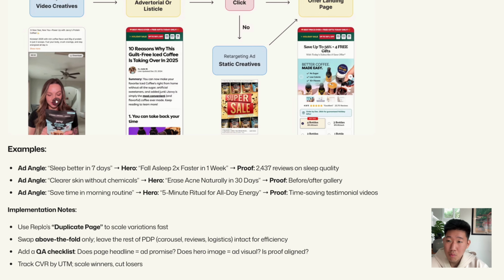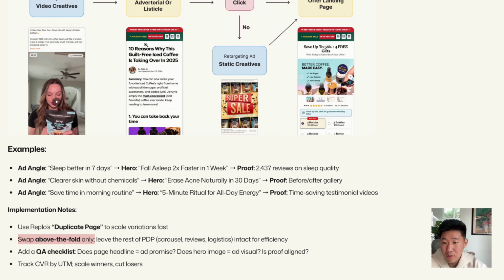How you want to implement this, we use Replo. Replo is a Shopify page builder app that you can install for free. Of course, it's a paid app, but you can play around with it and create landing pages in general for free. You only need to pay if you want to publish the page and use it inside your Shopify. But pretty much just using the duplicate page feature, you can build, test, and scale variations quickly. And like I said, all you want to do is just swap the above the fold only.